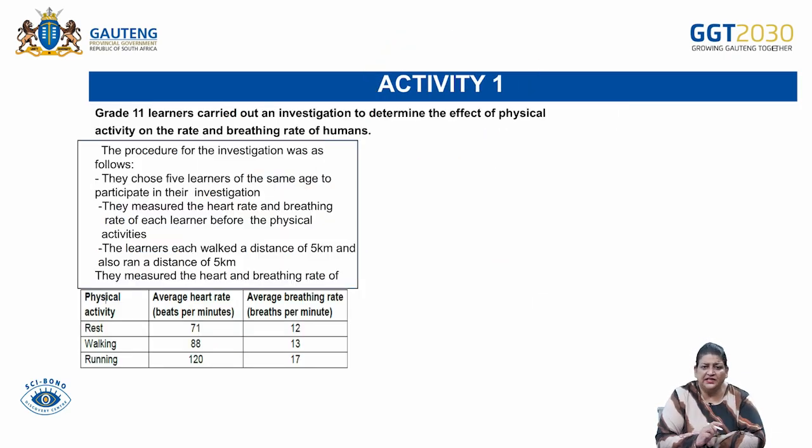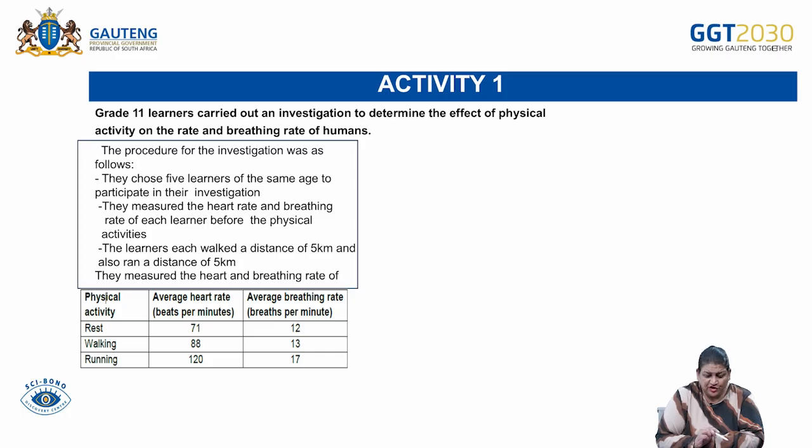Now we're going to do a small little activity based on exhalation and inhalation. So learners, this is very important for you to understand the investigations. Grade 11 learners carried out an investigation, and you must have done that in your SBA, to determine the effect of physical activity, that means running or jumping or hopping on the spot, on the rate and depth of breathing. So if you are actively running on the spot or jogging, or picking up something, what happens to your rate, how fast is your breathing, and how many breaths are you going to take in?